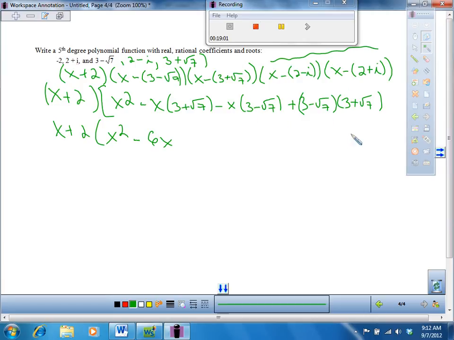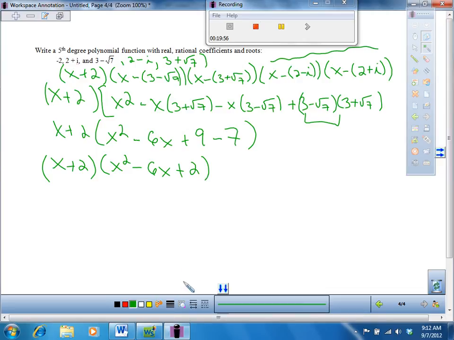And then I have to FOIL this. Well, foiling this gives me 9. This 3 times negative root of 7 and 3 times positive root of 7 disappear. And what's negative root of 7 times positive root of 7? Negative 7, right? Makes the square roots disappear. So this mess, this multiplied by this, gives me x plus 2 times x squared minus 6x plus 2. So far, so good? Okay.